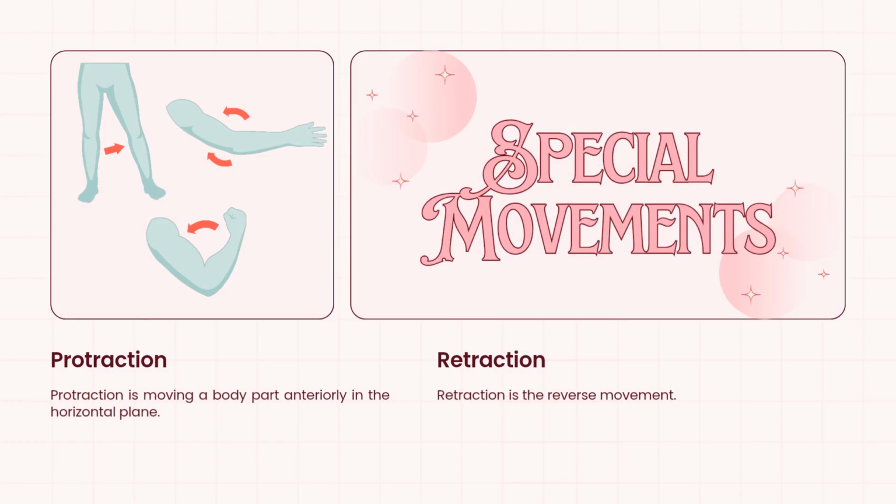Protraction is moving a body part anteriorly in the horizontal plane. Retraction is the reverse movement.